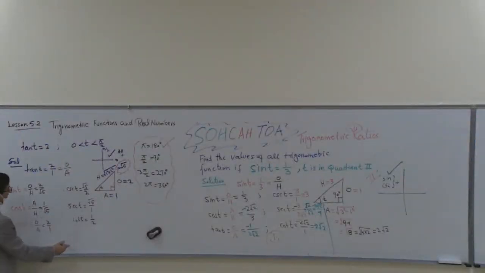First quadrant, all are positive. All are positive. This is our answer. Is this the final answer? No. Why? We need to rationalize the denominator.